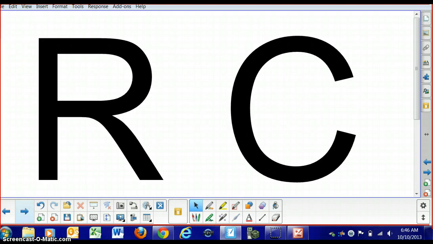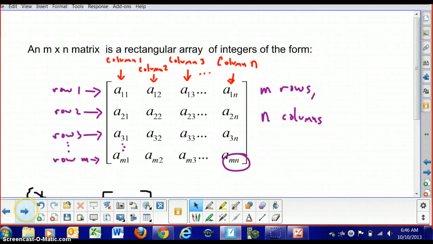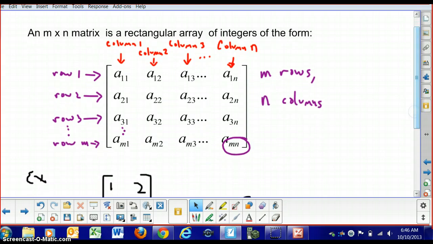RC, this is going to be an abbreviation that you want to know and be familiar with as we continue moving forward. It stands for rows by columns. Alright, so here we go. An m by n matrix. By the way, a matrix is simply a rectangular array. It's an organizational system that is done in a rectangle, and a rectangle will have rows and it'll have columns.